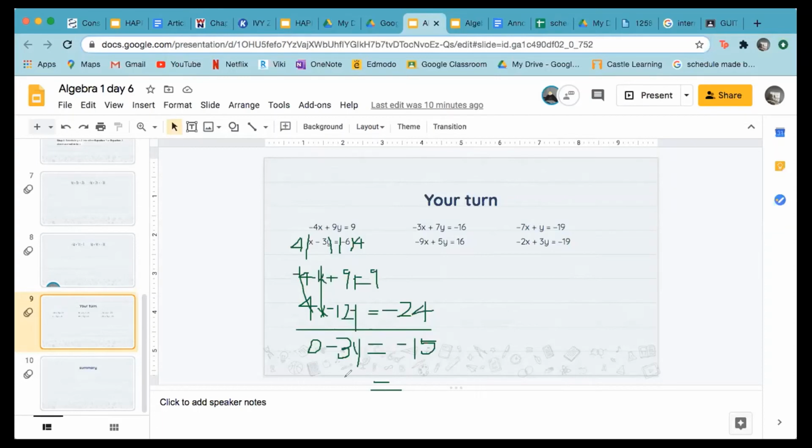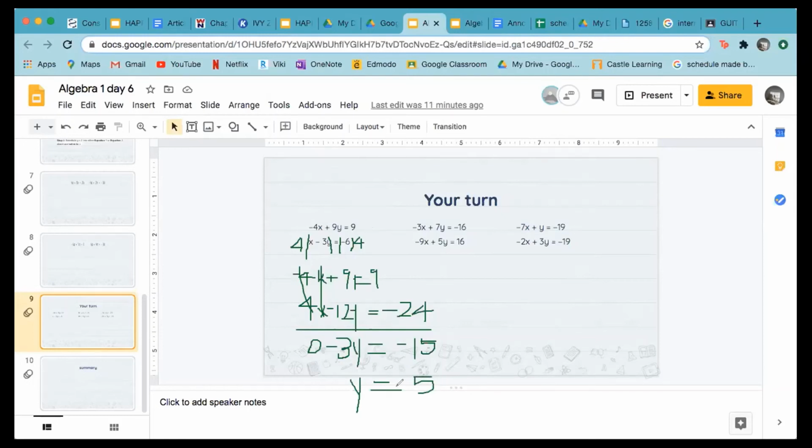Divide by 3. No, try again. You're forgetting something. The 0. It's negative 3y. You cannot forget the negative sign. So what's negative 15 divided by negative 3? 5. Okay, positive 5. Great, so now we have our y value, but we want to find the x value as well.